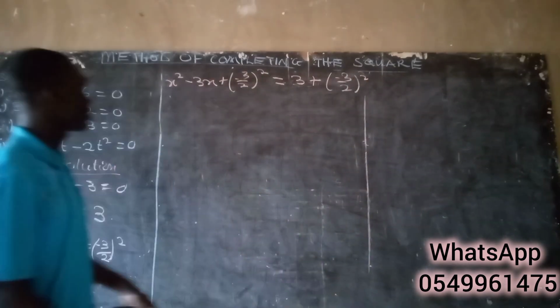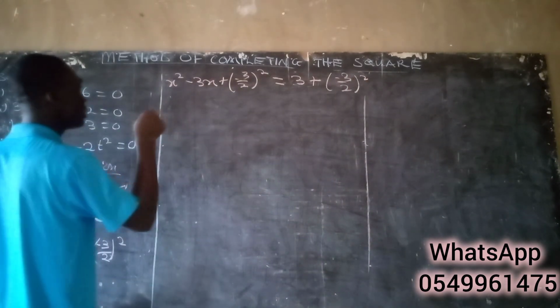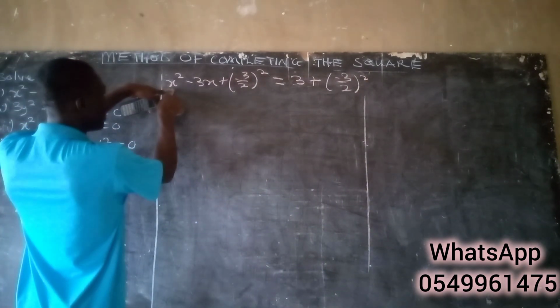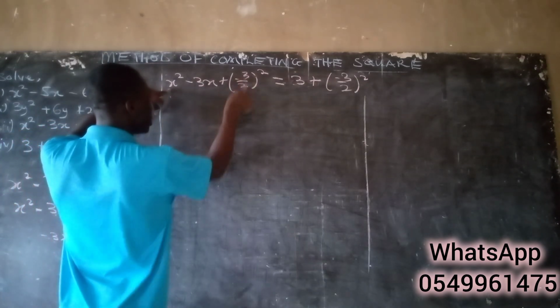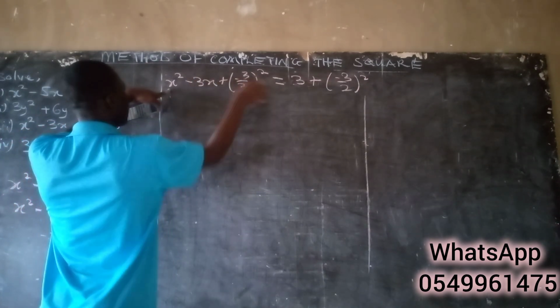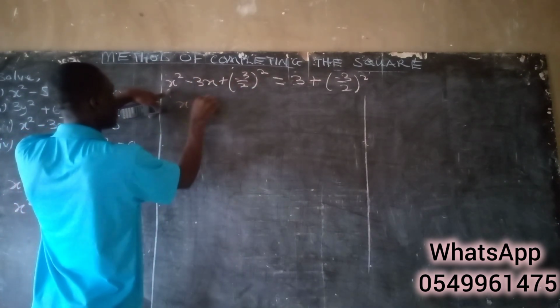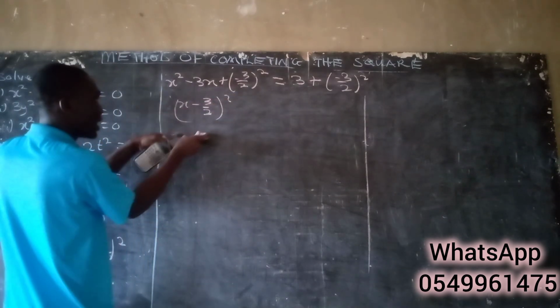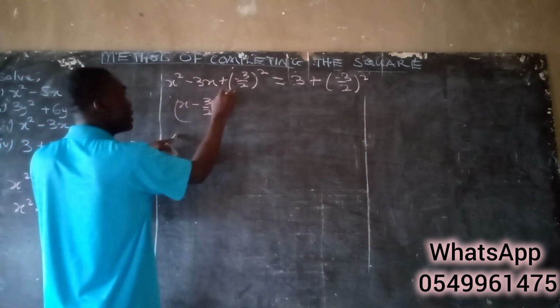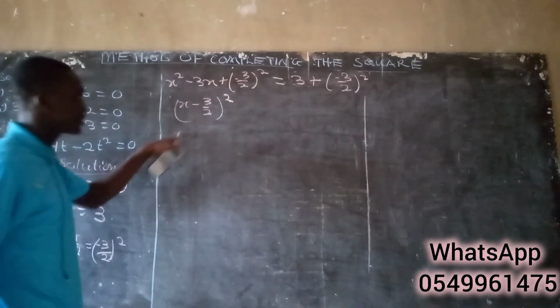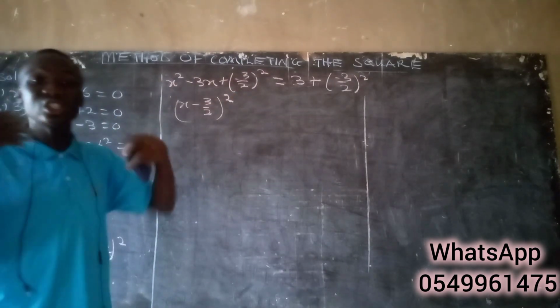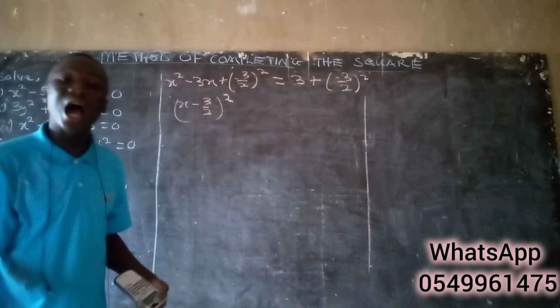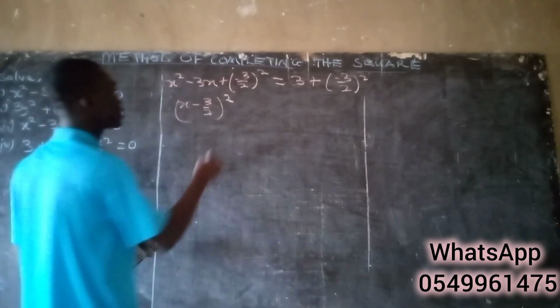Let's continue. So here, what you do is that you take x and you take -3 over 2 because they are squared. So x minus 3 over 2 all squared. And when you expand this bracket, you will get this. You have already proven that. So we haven't changed anything. Let's continue.